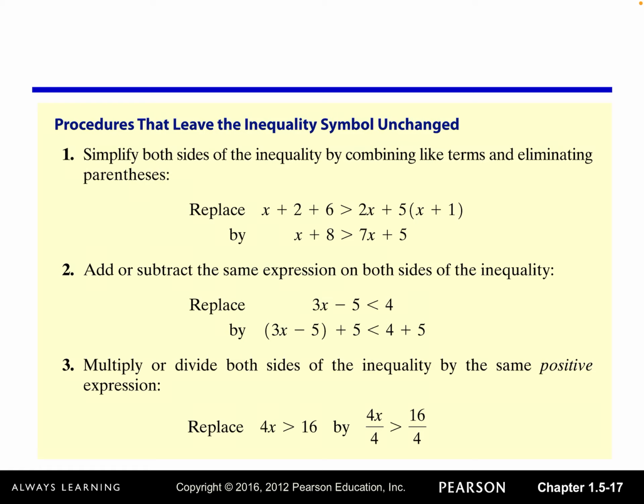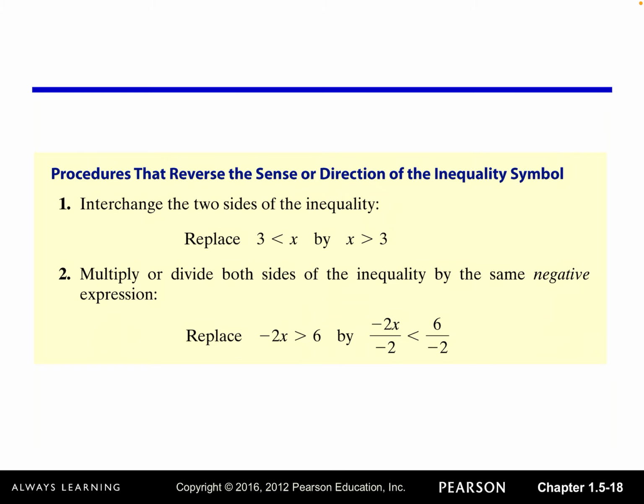1, simplify. This is easy to understand. Simplify both sides, which includes combining like terms and eliminating parentheses. That doesn't change the inequality symbol. Adding or subtracting the same number or expression on both sides of an inequality, the symbol remains the same. Multiply or divide both sides of an inequality by the same positive number, and the symbol remains in the same direction. So if you remember these 3, the symbol will remain the same direction, and other than these 3, you need to flip the symbol.